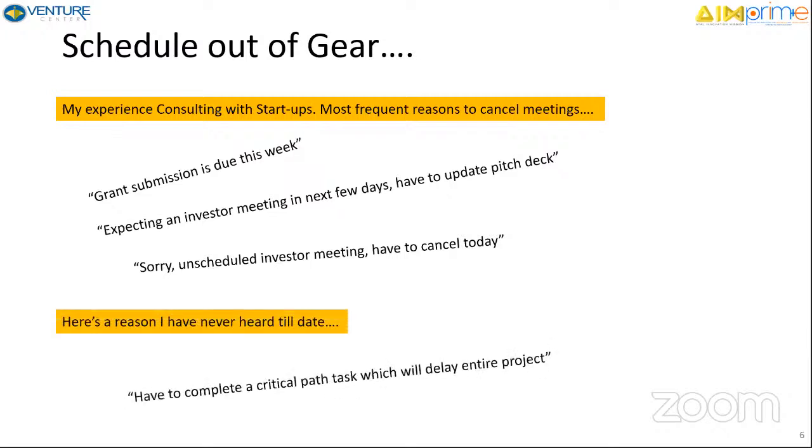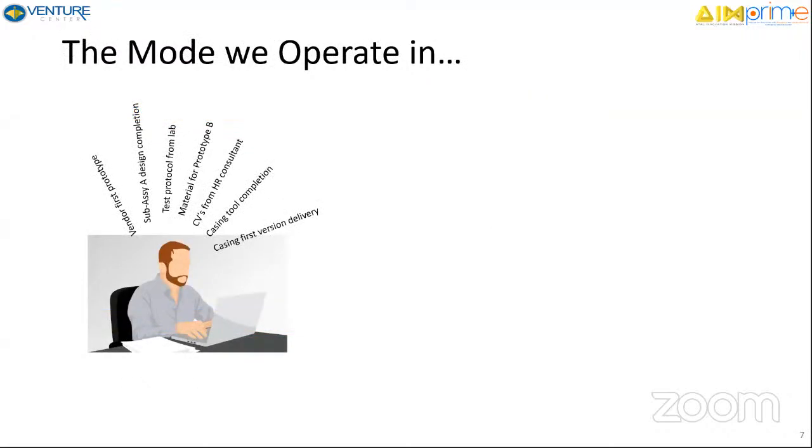But here is one reason I have never heard till date. We have to complete a critical path activity, because if we don't do this today, it will delay the project 4 months from now. Okay? This is a reason which I have never heard till today. And again, what I'm describing here is fairly typical. Standard mode in which many of us operate is on a daily basis. We have a great number of things to attend to, and we all have different systems of organizing ourselves. Some of us have it on a notepad, a diary, some of us have it on an Excel file or whatever, but this is the typical mode, a list of things to be done.